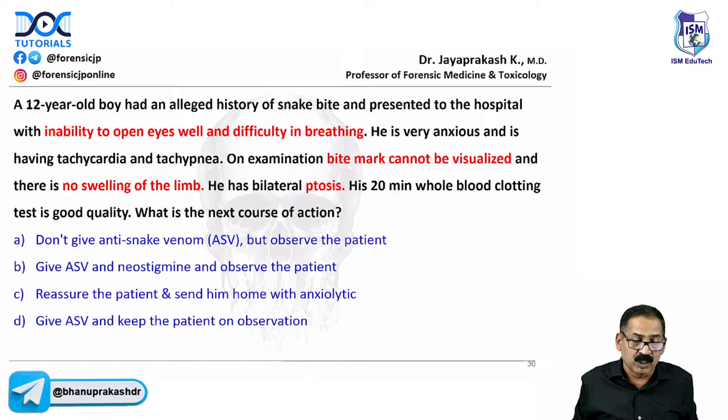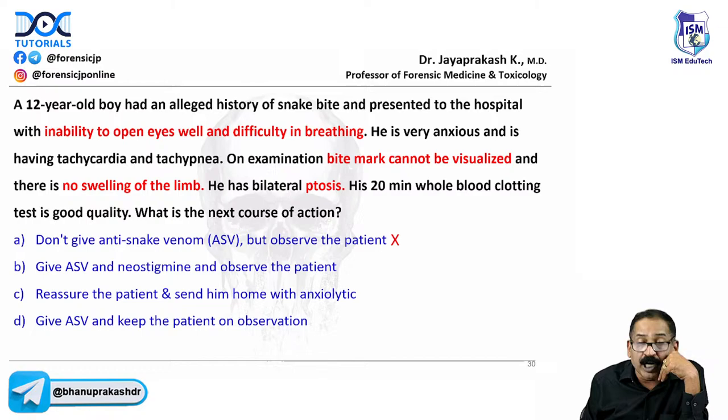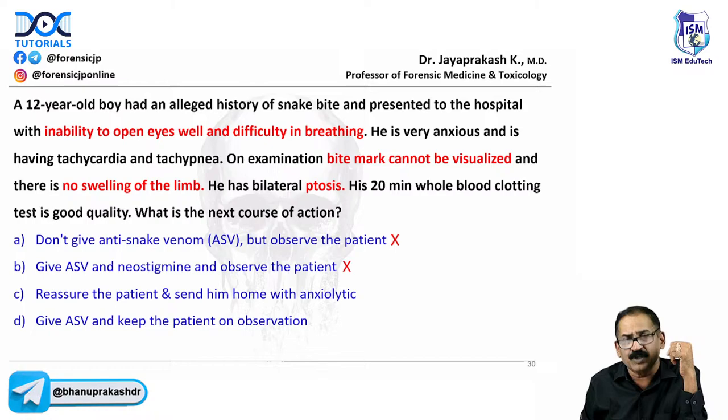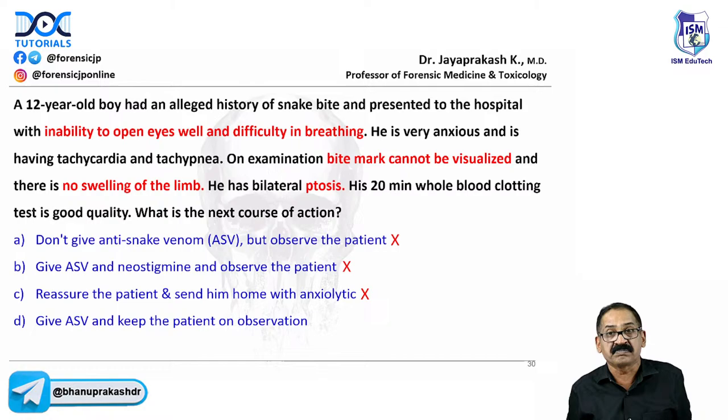No, you have to give. Give ASV and neostigmine and observe the patient? Common cobra, you have to give neostigmine, not in common krait. Reassure the patient, send home? What send home? Give ASV and keep the patient under observation. Correct.